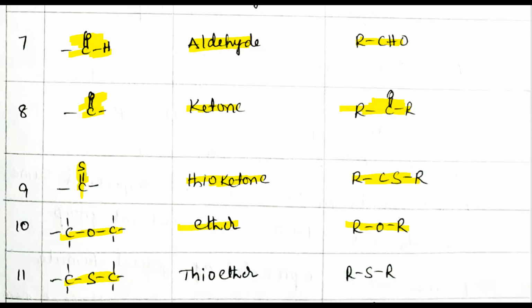Similarly, if a sulfur is linked to two different carbon atoms, that is known as thioether. Thio means sulfur. The general formula of thioether is RSR. So here I have given only some functional groups. The remaining functional groups I have uploaded in the description box in PDF format.